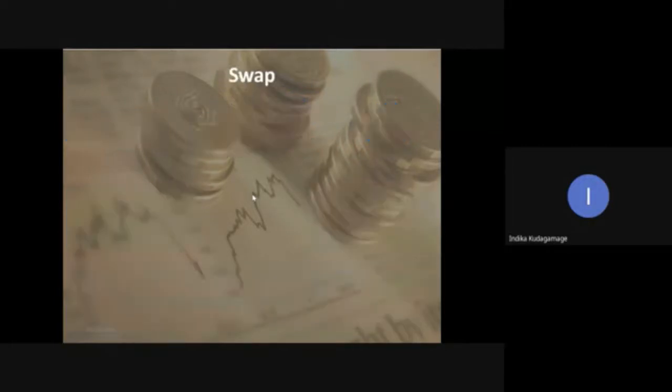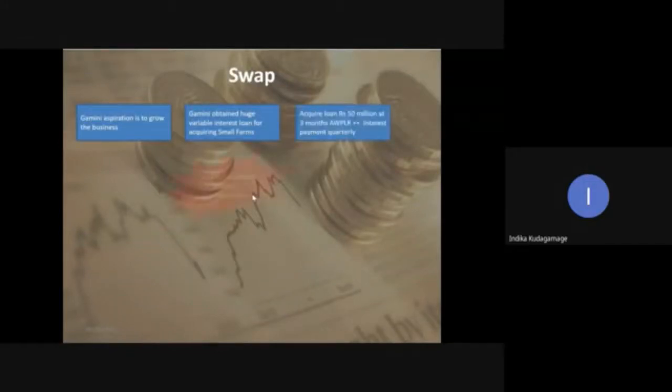Then we will go to swaps. Gamini wants to take a loan. He has taken a loan. It is a variable rate. AWPLR plus 3. 50 million loan to be repaid in 5 years, on a monthly basis. Interest rate is AWPLR plus 3.